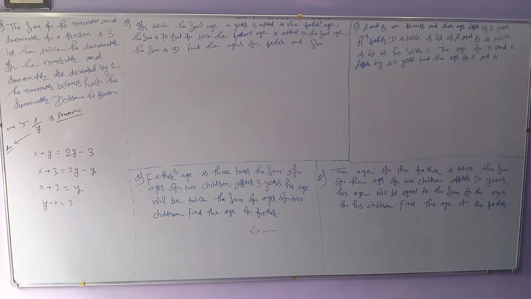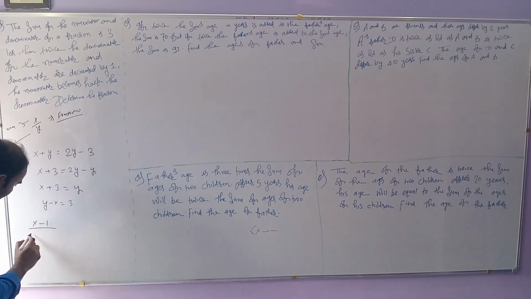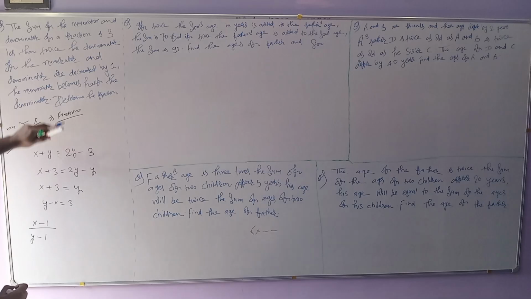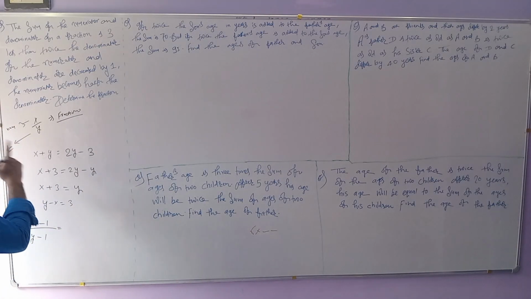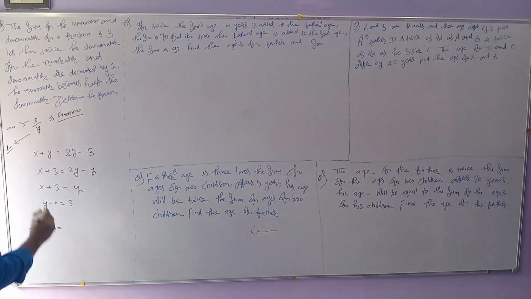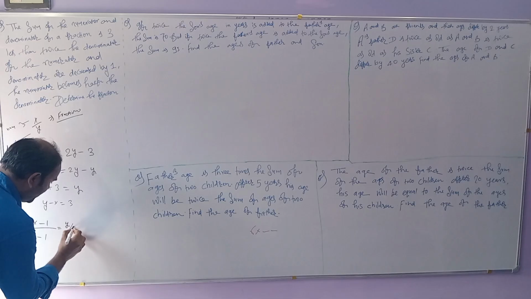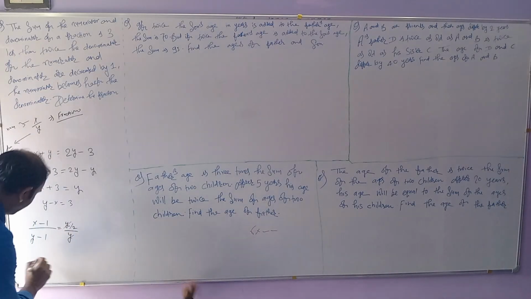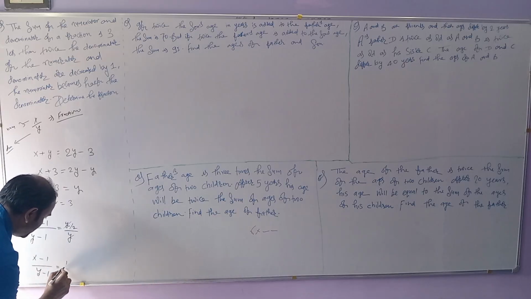And the second condition: if the numerator and denominator are decreased by 1, the numerator becomes half the denominator. The numerator x becomes half the denominator, and the denominator is y. So (x minus 1) upon (y minus 1) is equal to half.